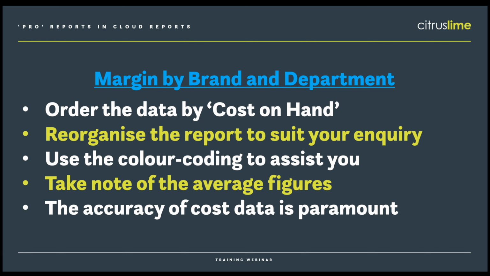So, just to summarise a few key takeaways from the margin by brand and department report before we move on. First of all, order your data by cost on hand so you can focus on your biggest brands first. Reorganise and filter the report to suit the question you're trying to answer. Keep that question in mind throughout. The colour coding allows you to spot under and overachievers for margin at a glance. Always take note of your average figures and compare against them. And remember, as with all margin and cost-based reports, the accuracy of your cost data is paramount. We'd recommend checking costs at Goods In to maintain an accurate cost of stock.